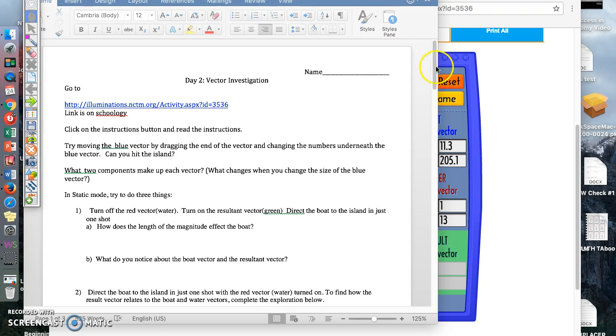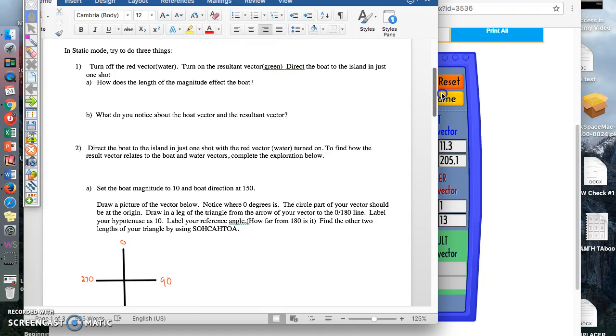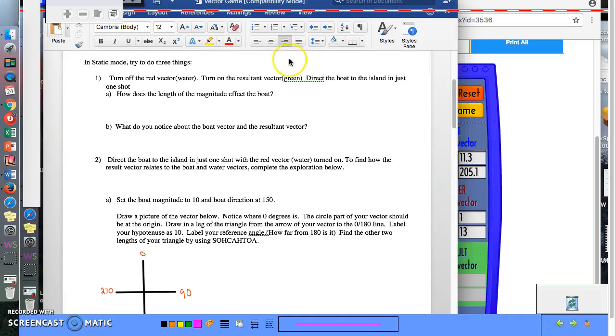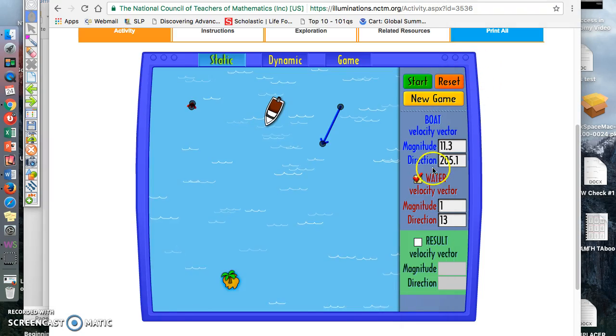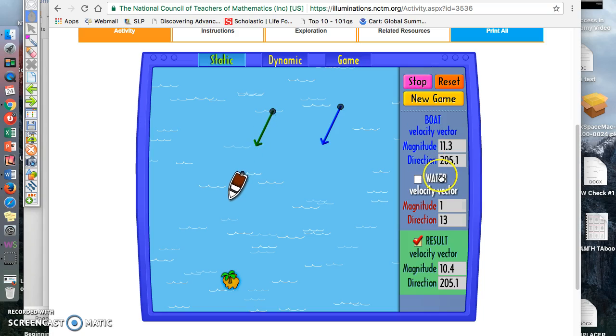So the next thing here, let's scroll this down so we can see what we need to do. In static mode, turn off the red vector. Turn on the resultant green and direct the boat. How does the length of the magnitude affect the boat? So if we go back here, turn off the water, turn on the resultant, start.